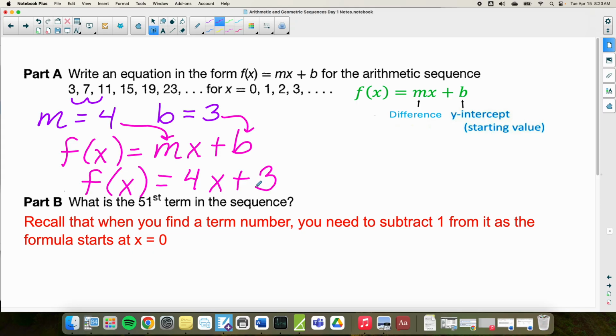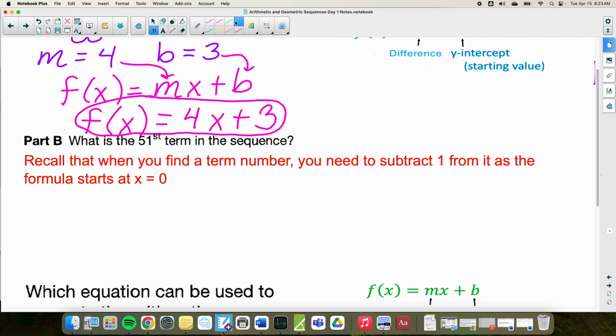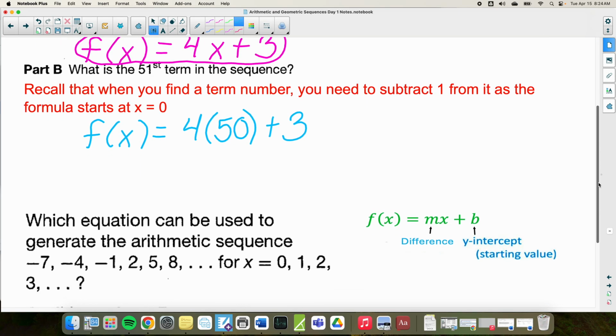Then they're asking me for the 51st term. So if they're asking us for the 51st term, what would you put in for x? 50, okay? So it'd be 4 times 50 plus 3. And then when you look, it would be 200 plus 3, which would be 203.